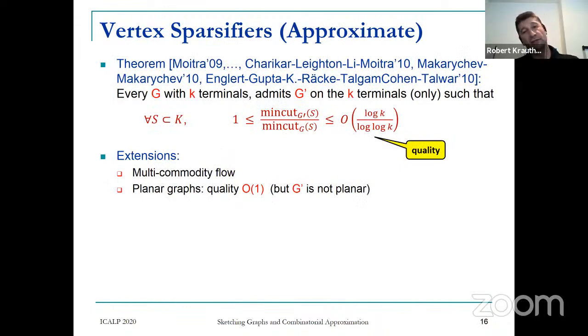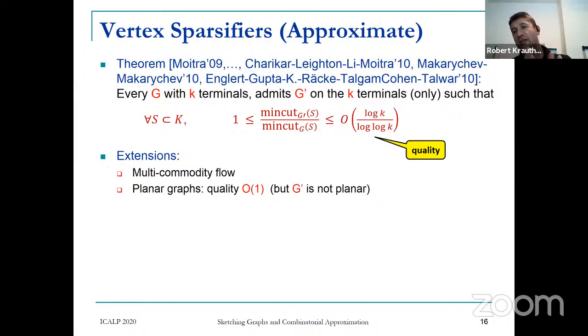Moving on, if you remember from my previous slide about this vertex sparsification, how can we relax it, instead of being exact, to approximation? What we know from this sequence of theorems, where the first paper was by Moitra, who suggested this approach, and then the bound was improved by a sequence of works, is that if you have a graph G with K terminals, you can construct a graph G prime. This time, this G prime is really, really small. It's only on the K terminals, but you're paying in the approximation.